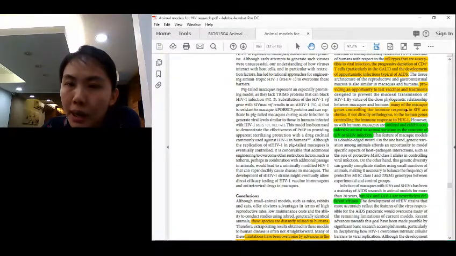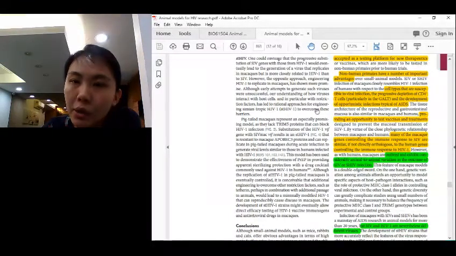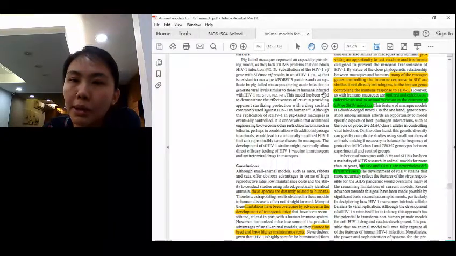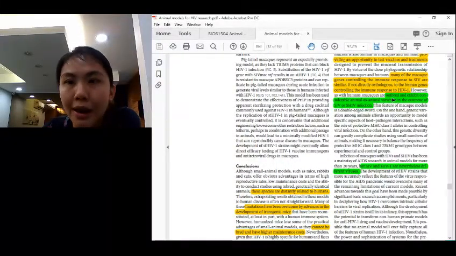And many of the macaque genes controlling the immune system response to HIV are very similar to the human genes controlling immune response to HIV. So as you can see here, the yellow colored ones are all the advantages that you are using for non-human primates. So what about the limitations of using non-human primates? Yes, we have mentioned earlier, outbred.